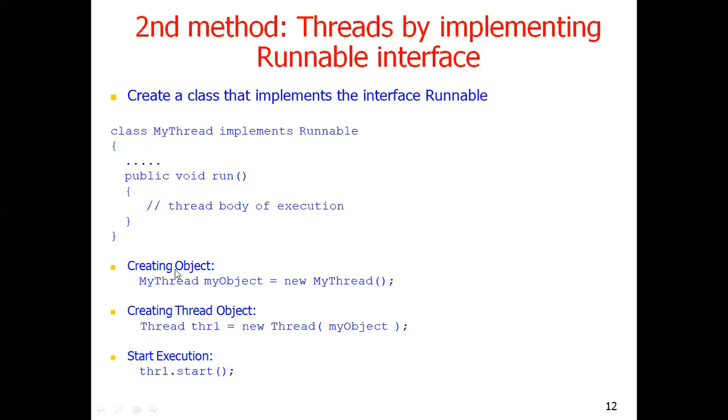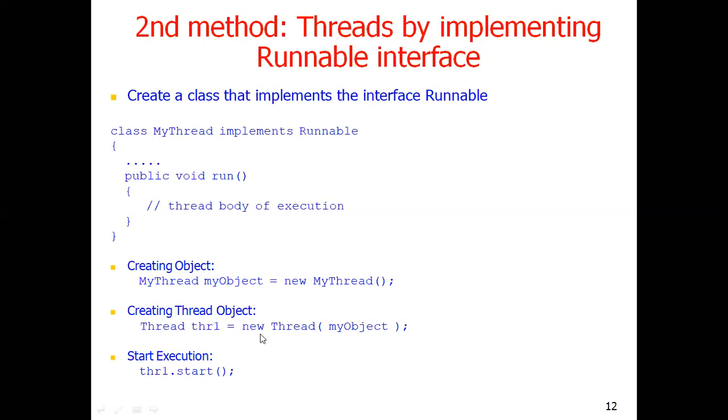The run method is there, and in order to create an object for myThread, you can use new myThread. Everything is the same, but here an extra line is there. Even though we are implementing the Runnable interface, indirectly we are making use of the Thread class. Here, first we are going to create an object for our class, and next we are creating an object for the Thread class.